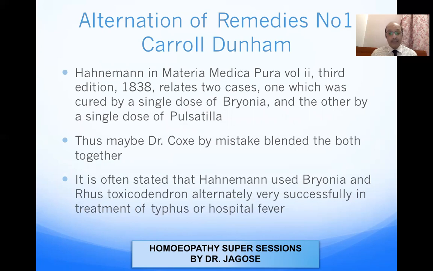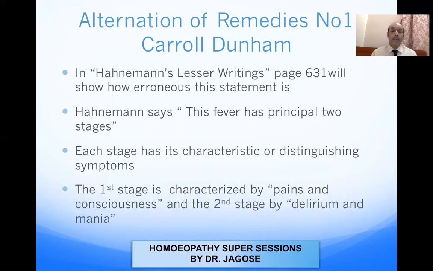Furthermore, people, or Dr. Cox and his accomplices, were saying that Hahnemann used Bryonia and Rhus tox alternately in the treatment of typhus or hospital fever. Now, let us see what we have to say regarding this. Hahnemann's Lesser Writings, page 631, will show how erroneous this statement is. So this statement of alternation of Bryonia and Rhus tox in a case of typhoid fever or hospital fever was erroneously stated.